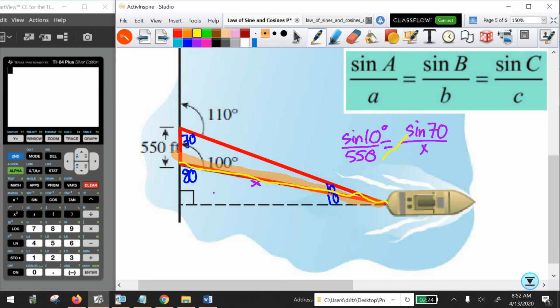This times this divided by this equals this. 550 multiplied by sine of 70 divided by sine of 10. So now I have the length of this. It's 2,976.3 feet.